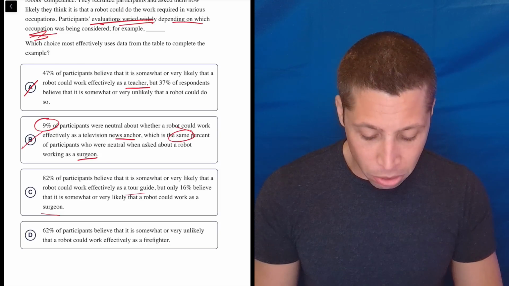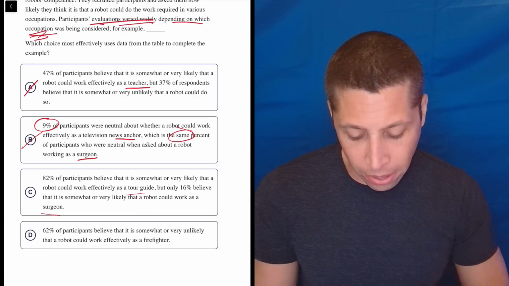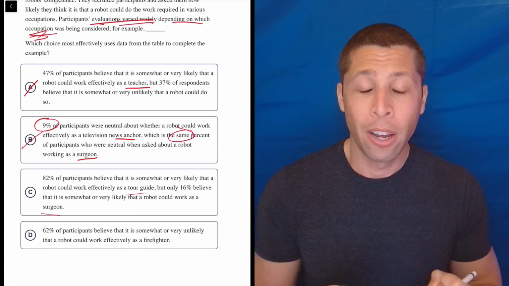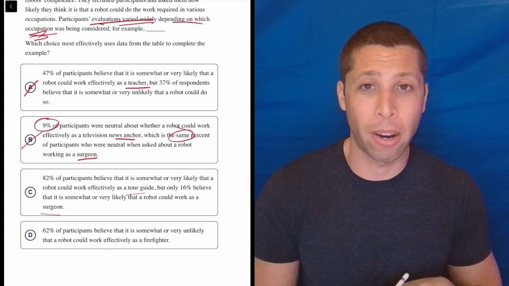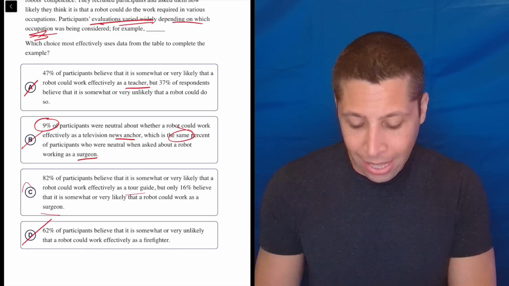D. 62% of participants believe that it is somewhat or very unlikely that a robot could work effectively as a firefighter. Well, that's not comparing anything, right? It's not comparing different occupations. It's not comparing different values for those occupations. So it's got to be C.